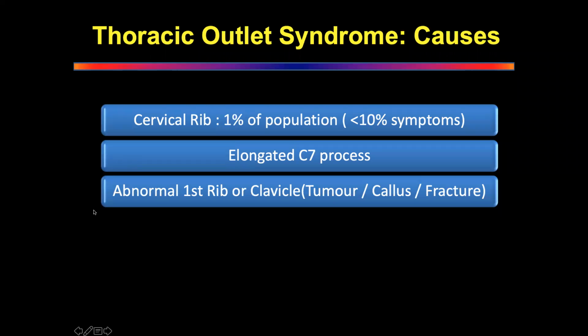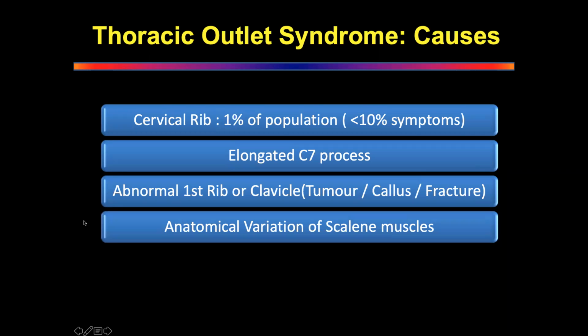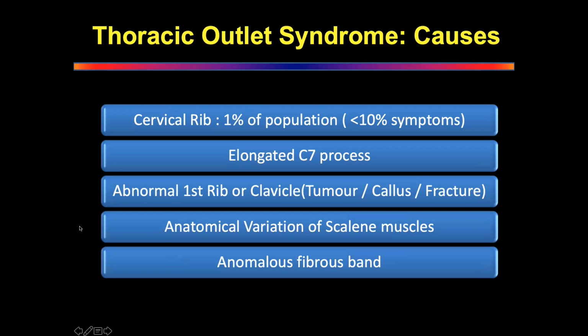Lymph nodes, tumor. Yeah, Soumya, come in. Lymph nodes, tumor, what else? Anatomical variations of what? Scalene muscle. Good, anatomical variations of scalene muscles. And the last one, what's missing from this list is the fibrous band. Yeah? Okay. So now, Nikhil, you tell me, how will you clinically examine this patient?